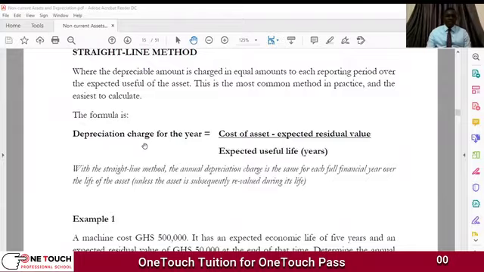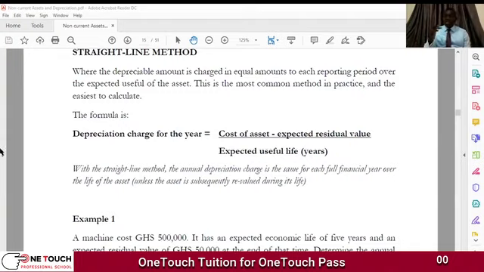The formula for determining the depreciation charge for the year is the cost of the asset minus the expected residual value, divided by the estimated useful life of the asset. Note that with the straight line method, the annual depreciation charge is the same for each full financial year over the life of the asset, unless the asset is subsequently revalued during its life. So let's look at some examples.